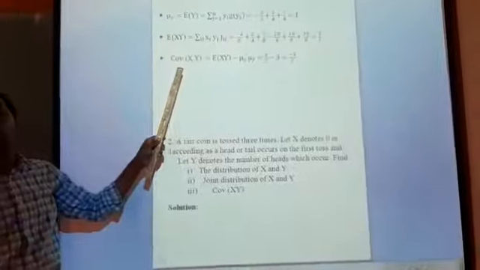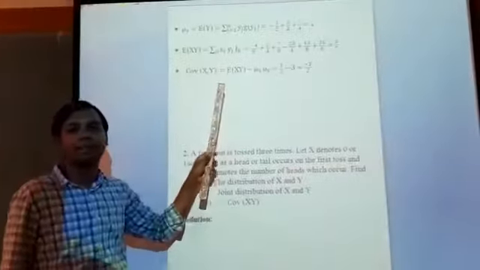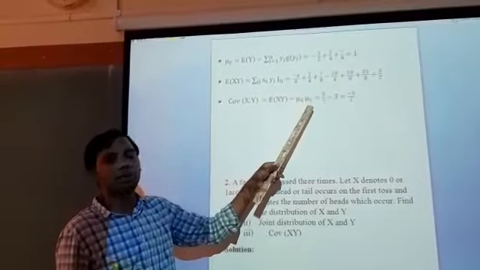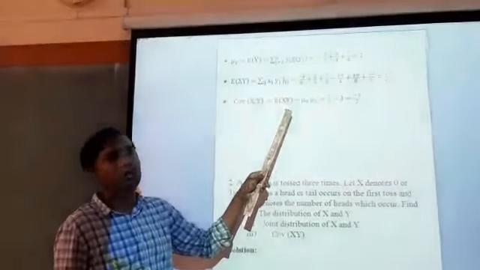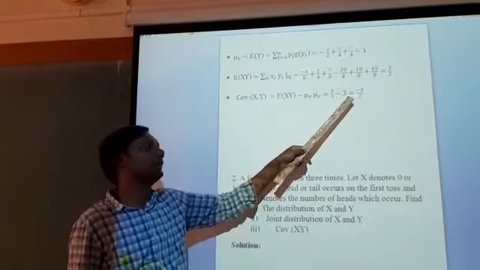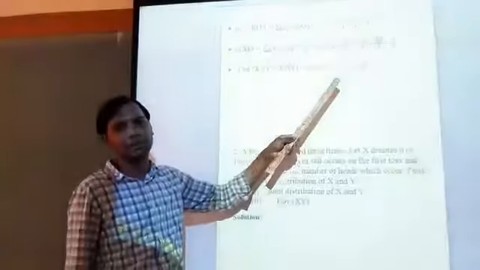Then last, we find the covariance of xy. The formula is covariance of xy equals E of xy minus expectation of x times expectation of y. These values were already calculated. Expectation of xy is 3 by 2, and E of x and E of y are 3 and 1. After simplification we get minus 3 by 2. So that is the solution.